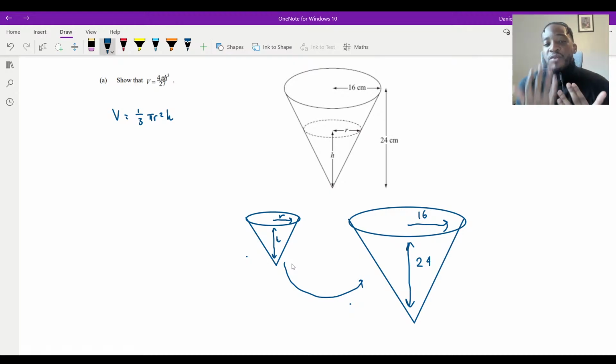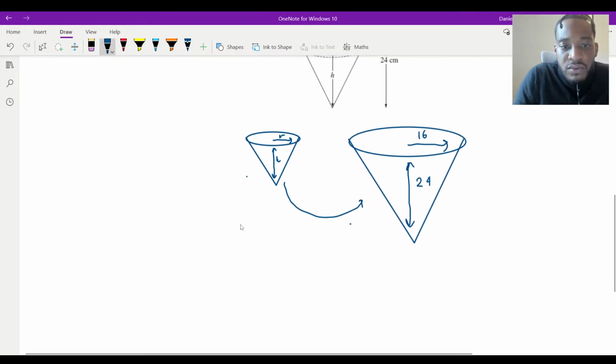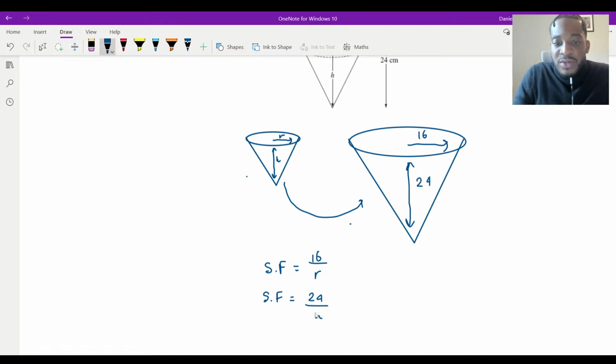So what we can do is find expressions for the scale factor for the radii and the height respectively, and then equate them. The scale factor between the radii is going to be the larger radius, 16, divided by the smaller one, 16 over r. And the scale factor for the heights is going to be 24, the larger one, divided by h. Because we're dealing with mathematically similar objects and they're both lengths, the scale factors have to be the same. So 16 over r has to equal 24 over h.